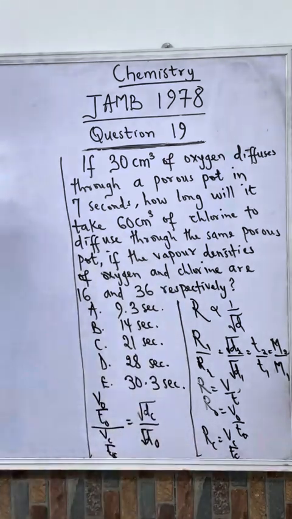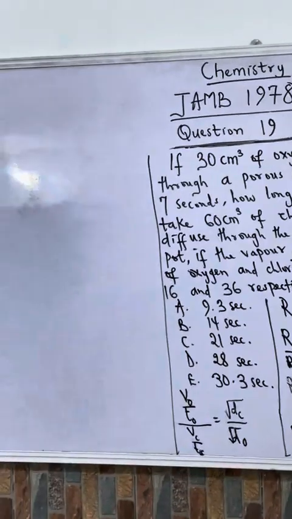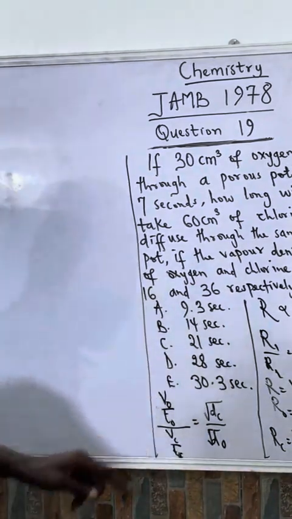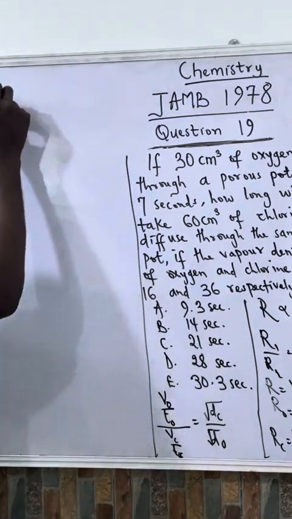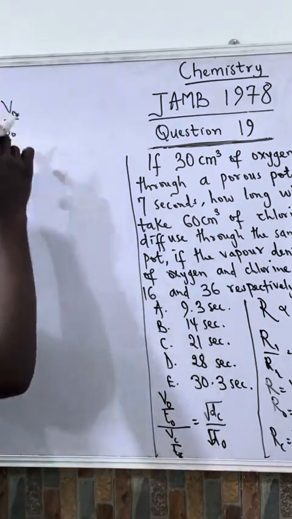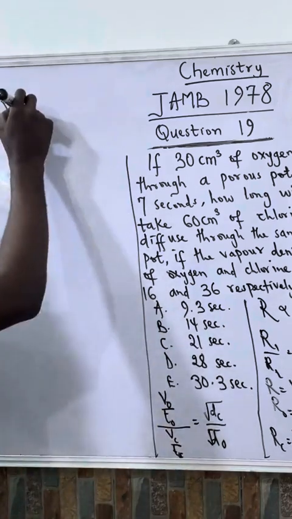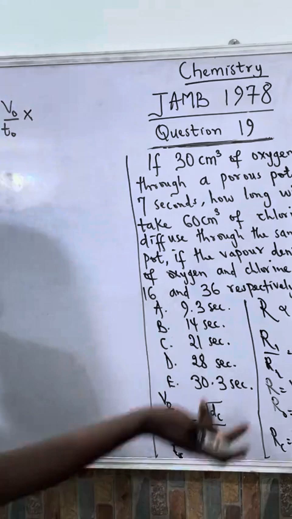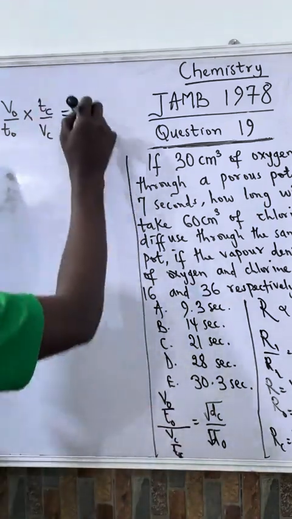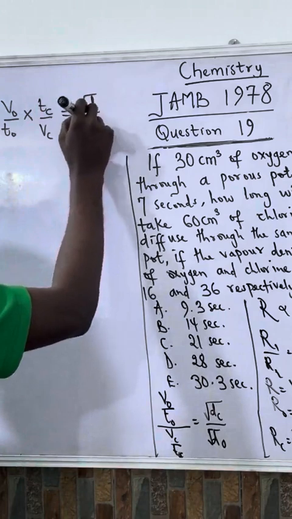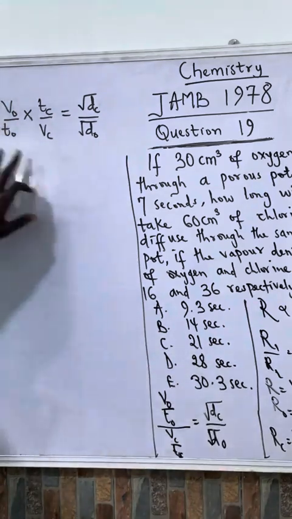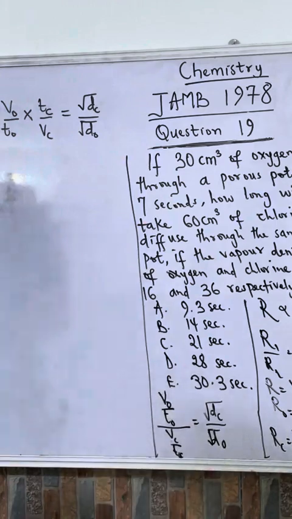So from here, I can substitute all what I have to get what I need. I can derive that V naught all over T naught, V oxygen all over T oxygen, divided by VC over TC. So division will change to multiplication, and then I will have TC coming up all over VC. That will be equal to square root of DC all over square root of DO. So now let's substitute what we have. With this formula that I just derived, I can get my answer directly.